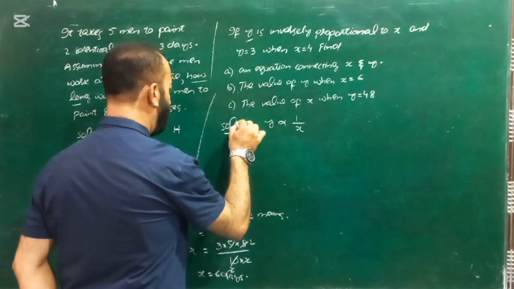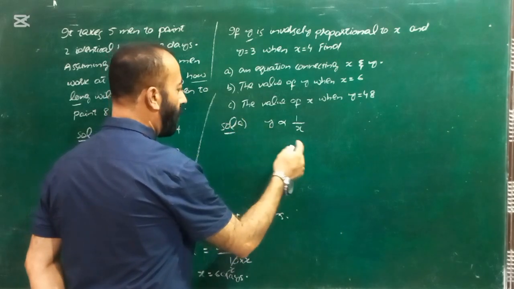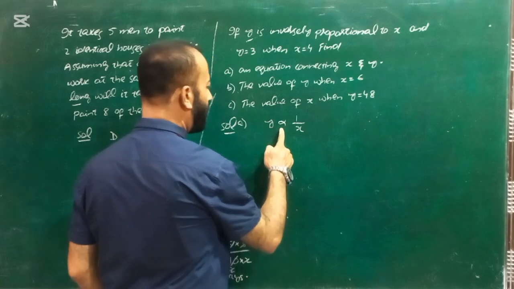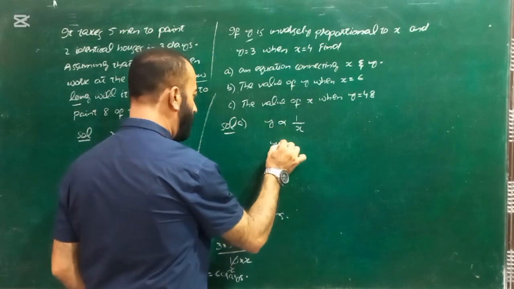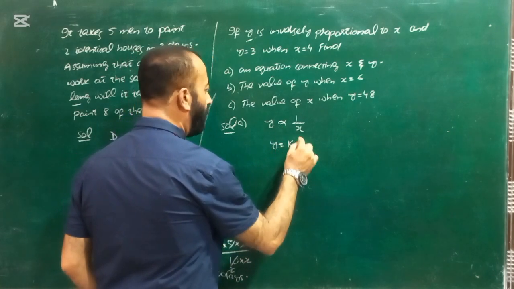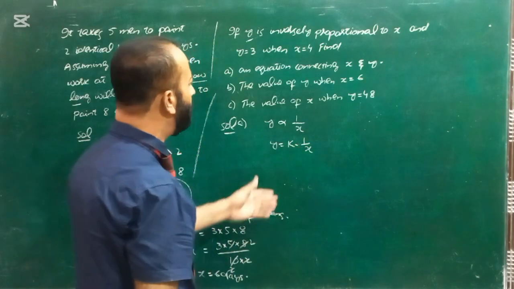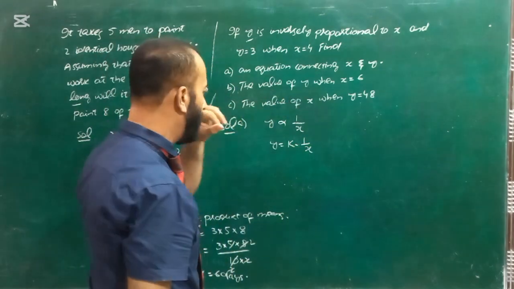So look now, this is the first part. The method is almost the same as for direct proportion. You will convert this proportionality sign into equality and put k with the right hand side value. So this is the equation which is connecting x and y.